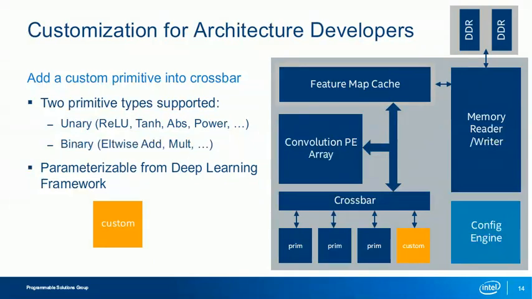If there are primitives that you need but are not supported in the DLA Suite, for example, an uncommon activation function, then you can write custom OpenCL code for those functions and add it to the DLA crossbar through the DLA customization flow. The DLA supports two different types of custom primitives: unary operations, for example ReLU and hyperbolic tan activation functions, and binary operators, for example element-wise add or multiply. The custom-built primitives can be parameterized from a high-level deep learning framework, and those parameters are passed down to the FPGA layer through the OpenVINO software stack.